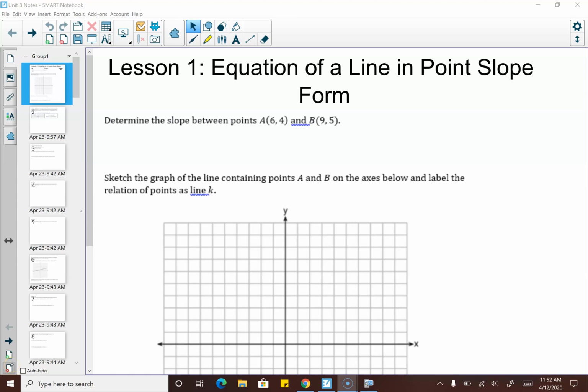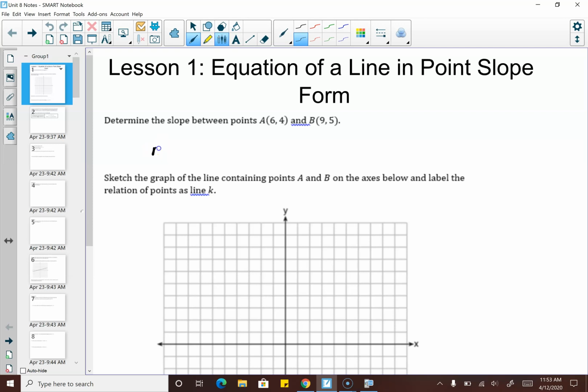For lesson 1, we're going to begin our work with coordinate geometry, and we're going to start with a new type of equation for our lines. So the first part here is going to review y equals mx plus b, which we already know. It says determine the slope between the points A (6, 4) and B (9, 5).